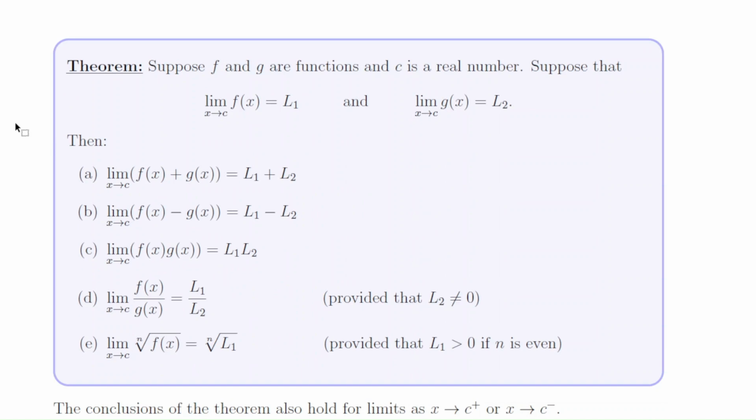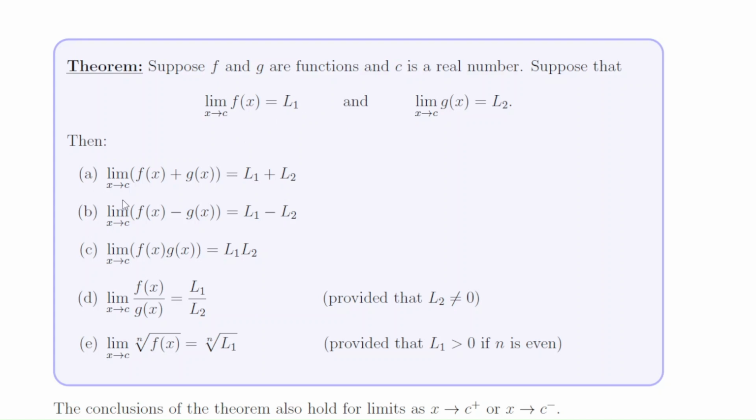We're going to build up from that, though. We have another theorem here. This theorem says if f and g are functions and c is a real number, and suppose that the limit as x approaches c of f of x is this number L1, and the limit as x approaches c of this function g of x is L2. So both of these limits exist, and they're these values.